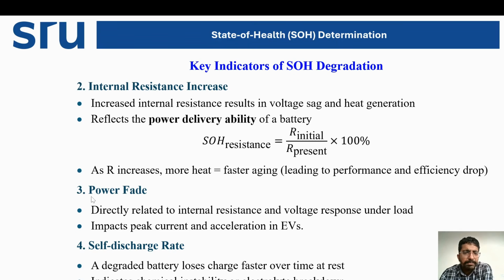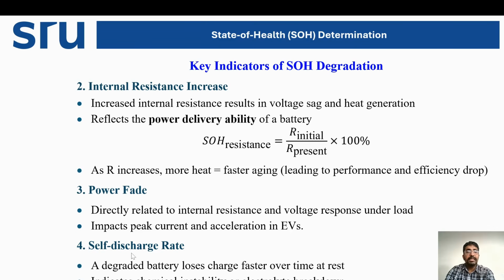Now the other thing is power fade. This is also directly related to the state of health. Power fade is directly related to internal resistance and voltage response. So under load, what is the internal resistance and what is the voltage response? It impacts peak current and acceleration in the electric vehicle. The required acceleration will not be supported because of the weakness, the degraded capability of the battery.